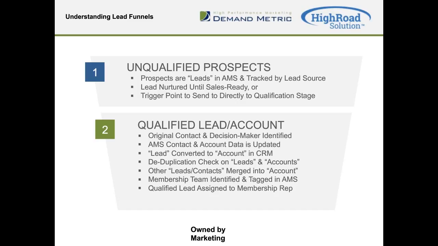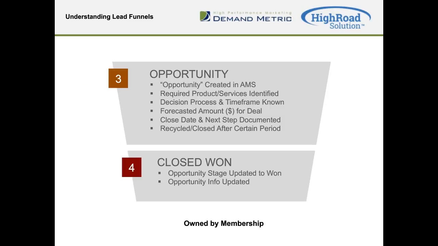So they're going to create an opportunity in the AMS. They're going to see what products and services they can use with this individual. Then they start to figure out decision process, time frames, forecast amounts, close dates. And then ultimately we have the closed deal, which is at the end of the funnel, and the opportunity info updated within the AMS. So that is another example of a funnel.